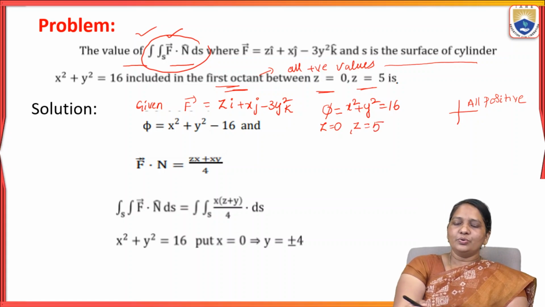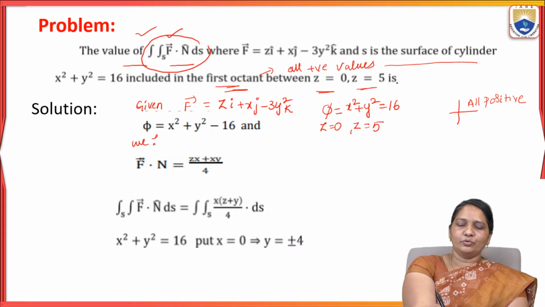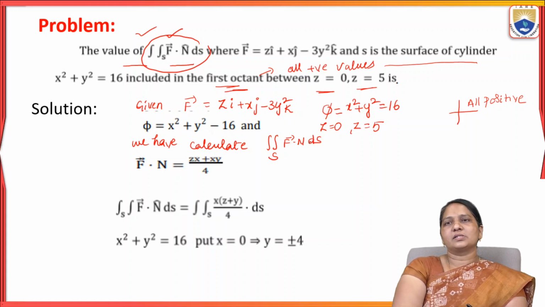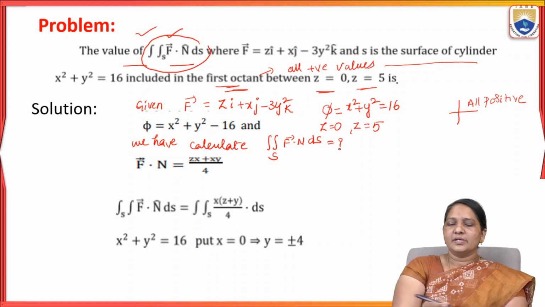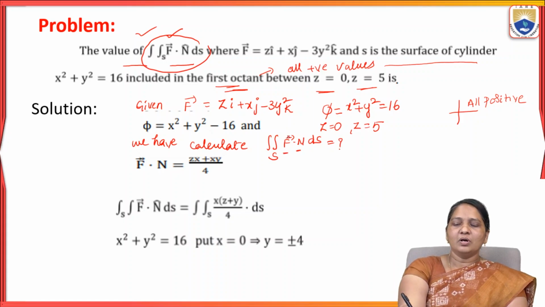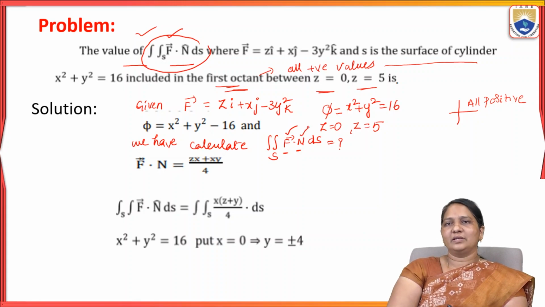So to evaluate this integral, what do we have to calculate? The double integral over s, f bar dot n ds. F is already given in the problem, so we are going to find the n value.